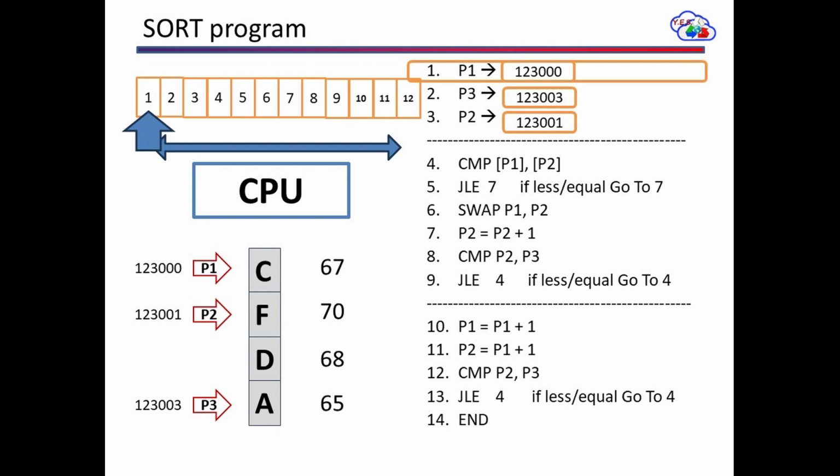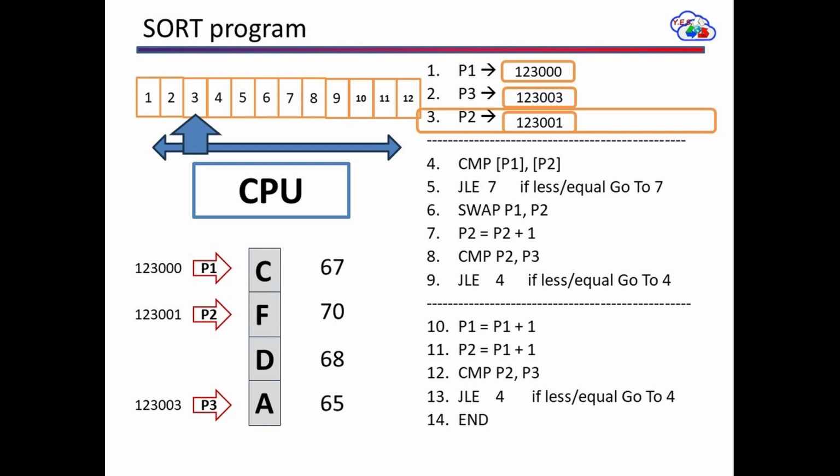We will follow the program step by step. Let's start with the first statement that sets pointer P1 equal to 123,000, because we assumed that that's the RAM position of the first of our characters. P3 points to the position of the last element of the table, that is 123,003. P2 points to the second character, to be compared with the first.